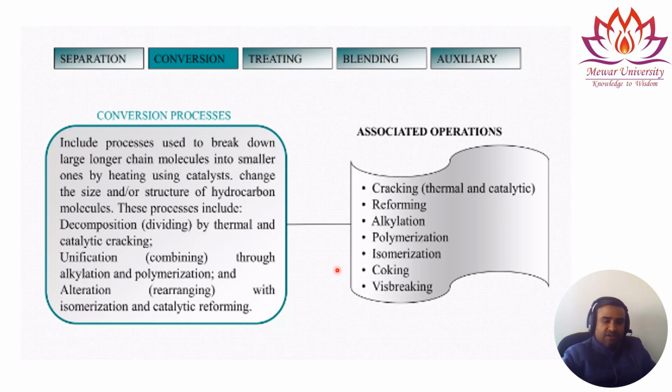So here we have an example of the associated operations of the conversion process: the cracking, thermal or catalytic. This is one unit from the conversion process. Then the reforming unit, then we have alkylation, then polymerization, then isomerization, then coking and visbreaking. These will be explained in more detail in further slides.